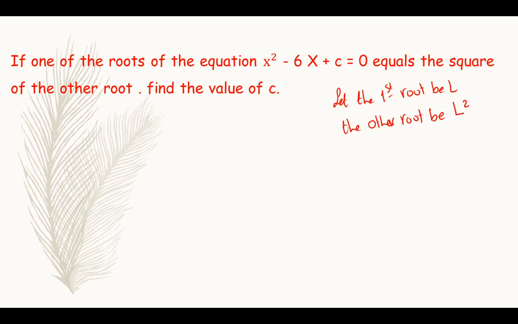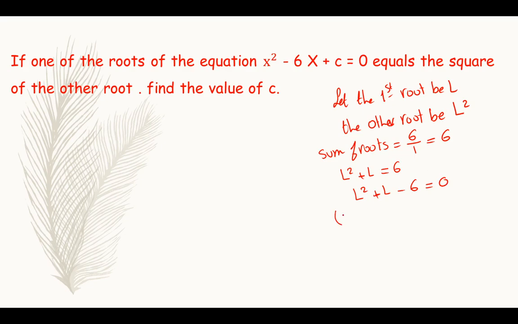Okay? Let's get the sum of the two roots. Sum of roots equals negative b over a. Here negative b equals 6 over a, so it will be 6 over 1, which is equal to 6. The sum of the two roots means L power of 2 plus L equals 6. We can put it in the form of a quadratic equation. So L power of 2 plus L minus 6 equals 0.